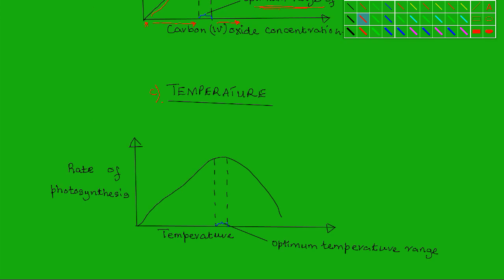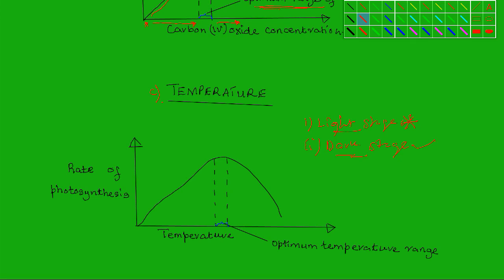Beyond that point, the point that produces the highest rate, that will be the optimum temperature range. Now, beyond the optimum temperature range, a further increase results in a decrease in the rate of photosynthesis. Now, in most cases, the optimum range of temperature is usually between 35 and 40 degrees C in most plants. So, why does the rate decrease beyond the optimum?